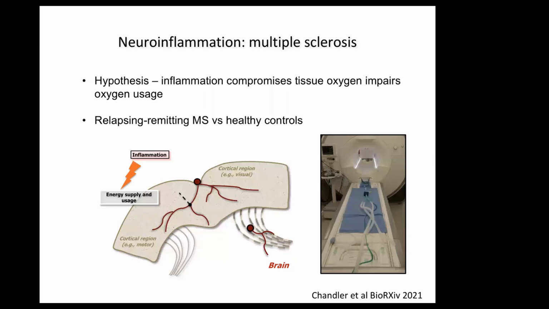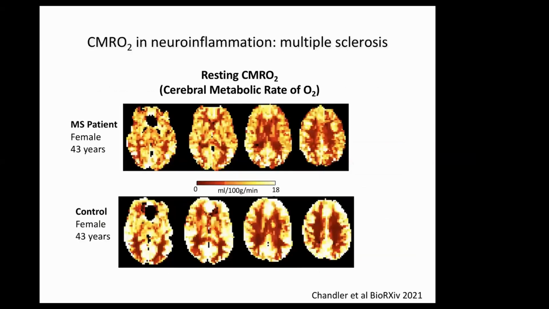We've extended this recently to a cohort of multiple sclerosis patients, where we hypothesize that inflammation is compromising tissue oxygen usage. This is relapsing remitting MS. The study's not yet published. You can read it on bioRxiv, but it's under review in a journal at the moment. Looking at a single patient, this is a single MS patient on the top row and a single control on the bottom row.